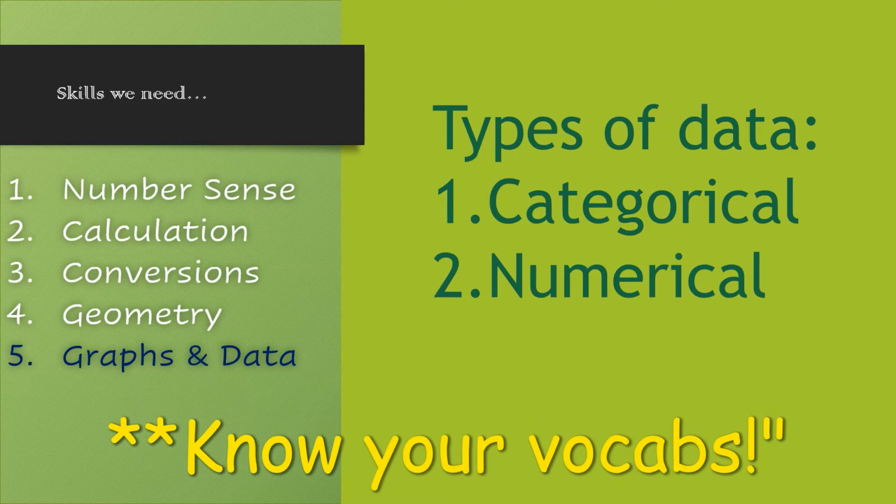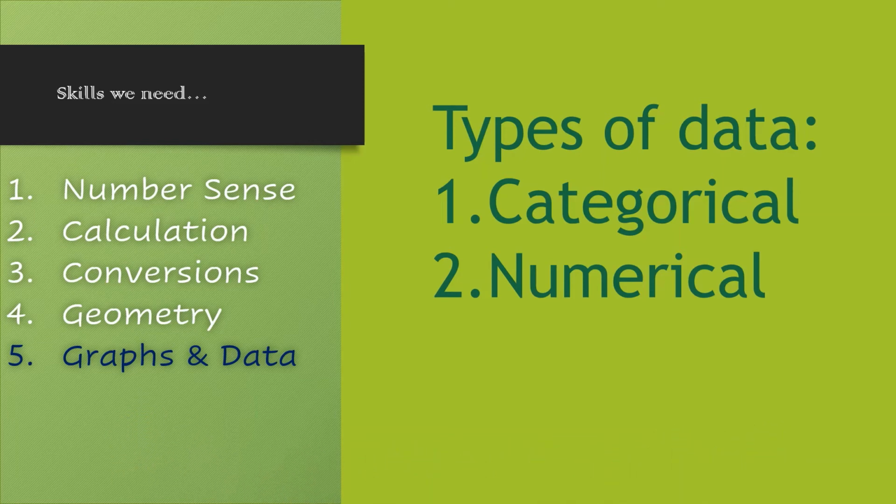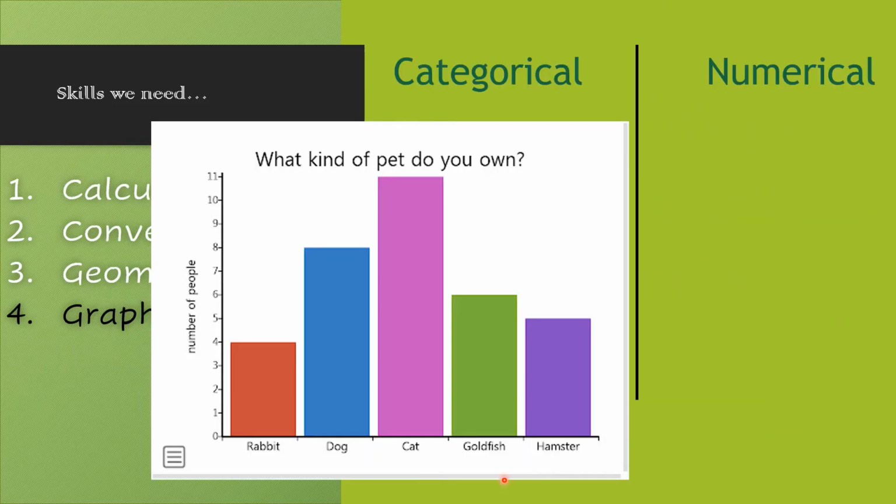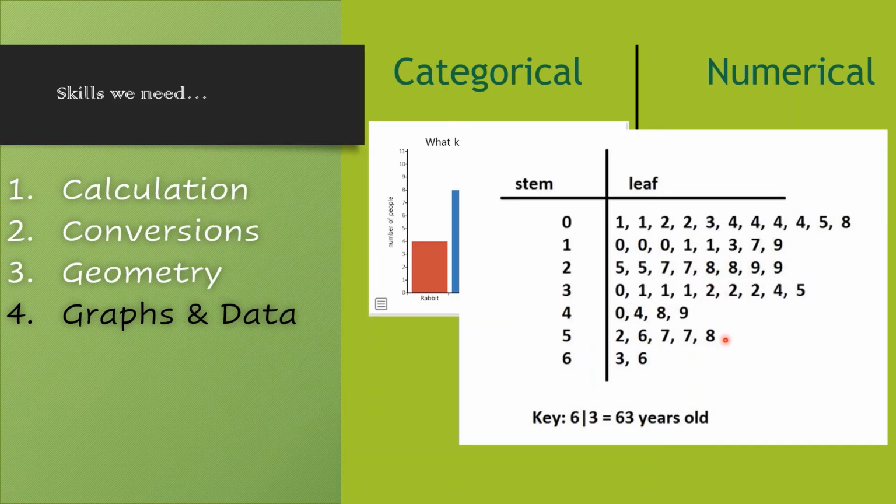There is some vocabulary we need to master, such as categorical and numerical. So if you don't know what I'm talking about, you need to search up videos to watch. Examples of categorical graphs are bar graphs, mostly because one of their axes, like right here, are in categories rather than in numbers. So that's what makes this a categorical type graph. On the other hand, a classic example of a numerical graph is a stem and leaf graph, because everything you see here are all numbers.